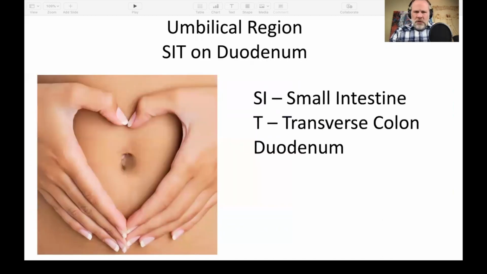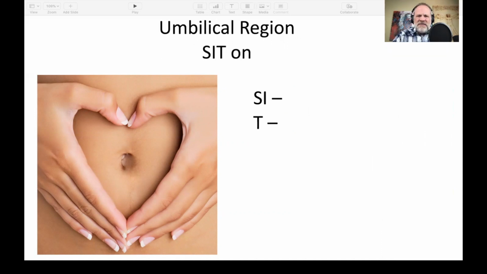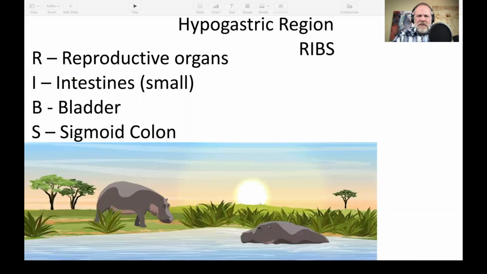The umbilical region. On this one, I put SI for small intestine. Just think of the duodenum, right there, you're sitting on the duodenum, right there on your belly button. Sit on the duodenum. See that action on the belly button. Sit on the duodenum. Small intestine, transverse colon, duodenum.